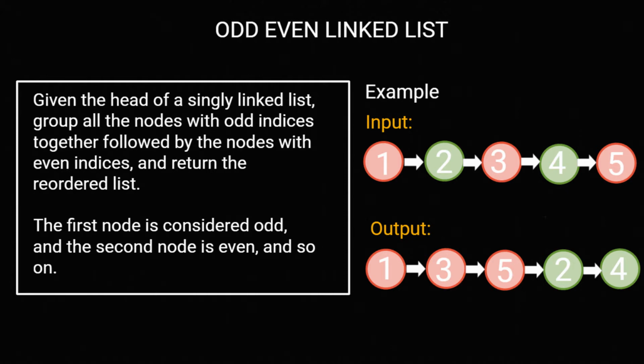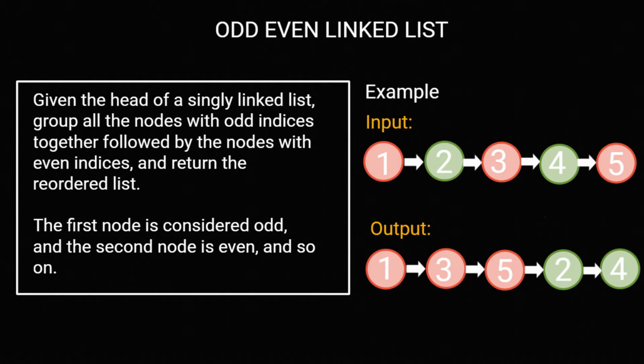This problem is similar to one of the problems we have on this channel, which is to partition a linked list. I'll put the link below in the description and on the screen if you want to check it out as well. While that question wants you to partition a linked list around a certain pivot value, this question wants you to partition a linked list between odd and even indices. So we're going to cover two solutions, the easy one and the hard one, and I'll write the code for the hard one because the easy one is pretty trivial. So let's get into it.